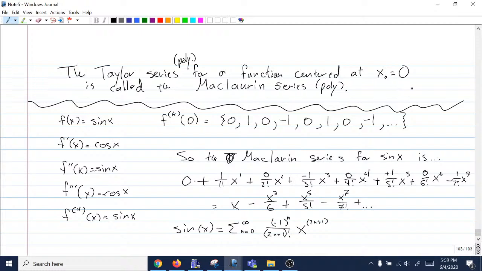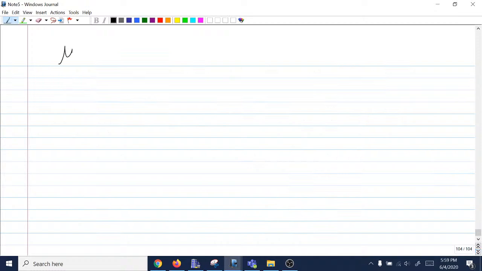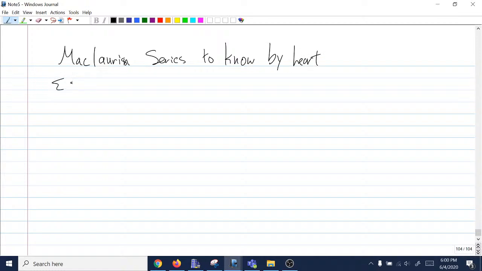How about cosine x? Let's start writing these out. Maclaurin series to know off the top of your head. Maclaurin series to know by heart. The sum of x to the n is 1 over 1 minus x. That was the first one, basically a geometric series. The sum from 0 to infinity of 1 over n factorial x to the n comes out to be e to the x.